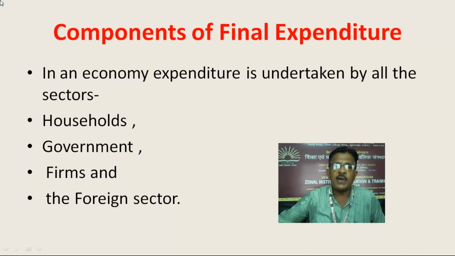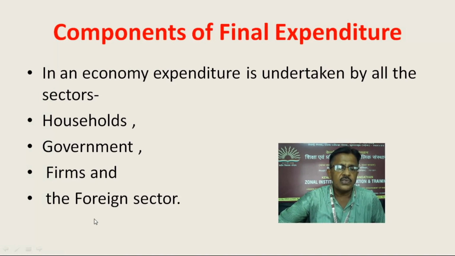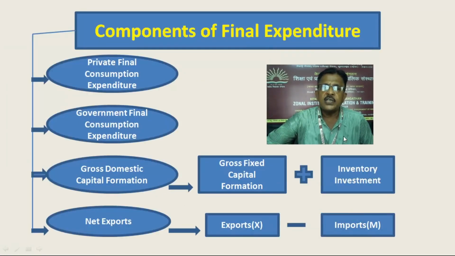The components of final expenditure in an economy: expenditure is undertaken by all the sectors, that is households, government, firms and the foreign sector. The components of final expenditure you can see here: private final consumption expenditure, government final consumption expenditure, gross domestic capital formation, which is categorized as gross fixed capital formation plus inventory investment. And the fourth component is net exports, which is equal to exports, that is X, minus imports, that is M. X minus M is equal to net exports.